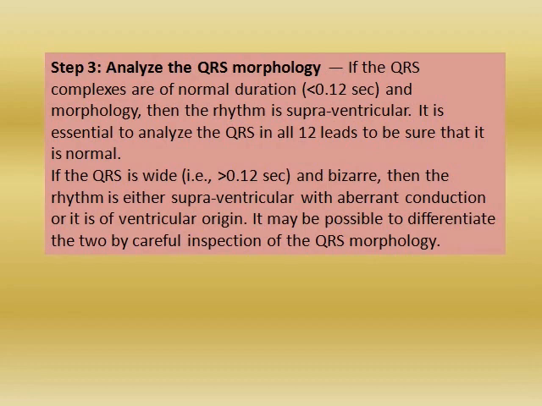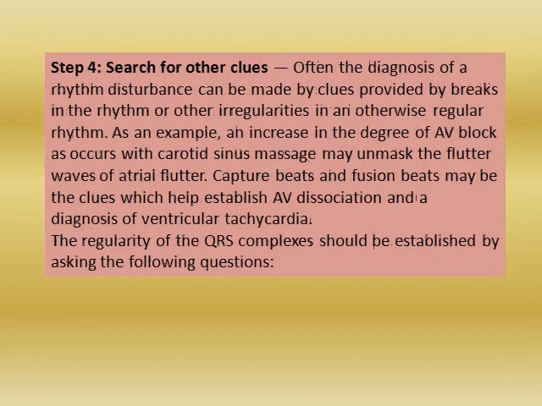If the QRS is wide, that is more than 0.12 second, and is bizarre, then the rhythm is either supraventricular with aberrant conduction, or it is of ventricular origin. It may be possible to differentiate the two by careful inspection of the QRS morphology. So that is the step 3. Now the step 4 is search for other clues.